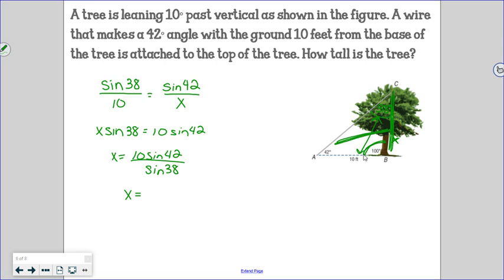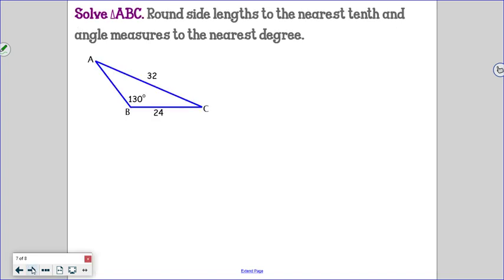Okay, Olivia, when you've got a side length for that. .9. Seems appropriate to me because it is close. What were we talking in here? Feet? Feet. Questions?